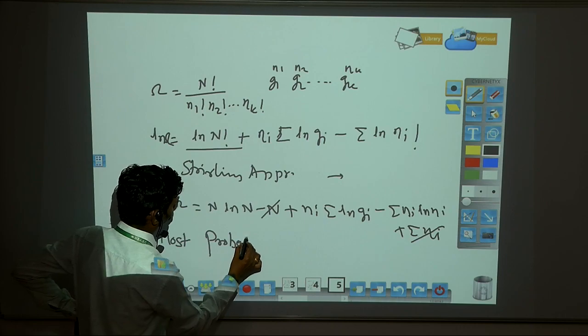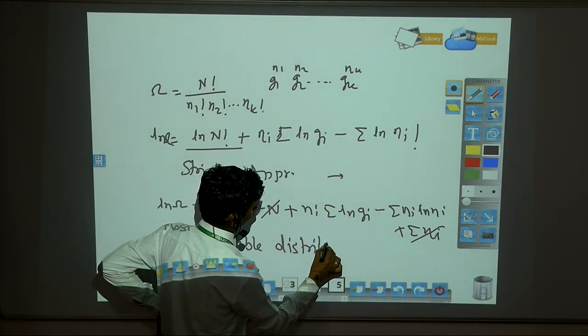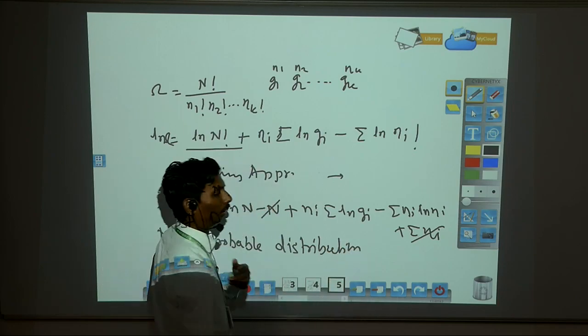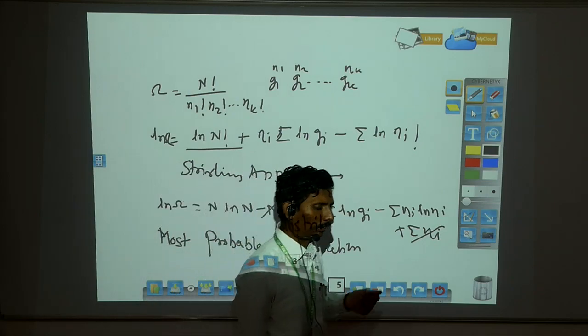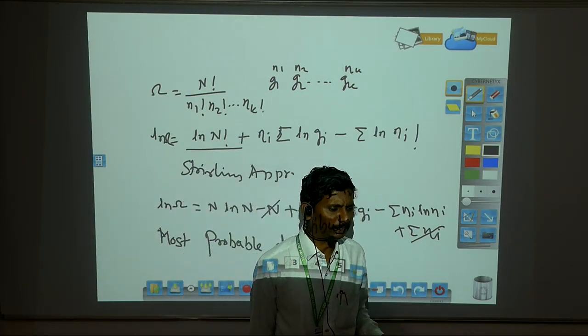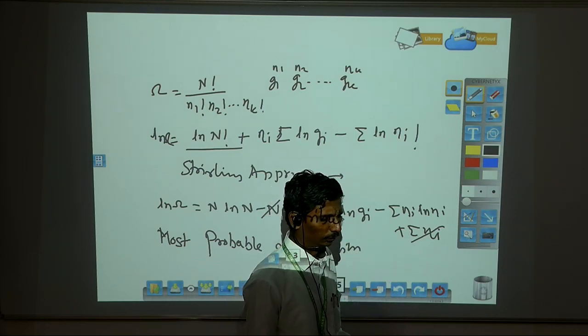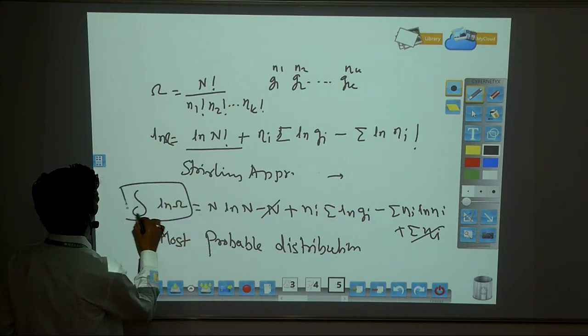What is the most probable distribution? Generally, for the maxima and minima of any function, we consider that the first derivative is 0. Here we consider that delta ln of omega is equal to 0.